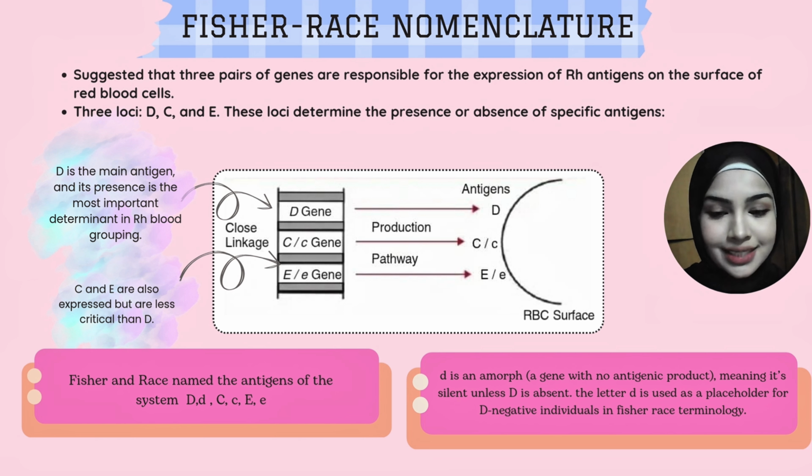So Fisher and Race named the antigens of the system D, C, c, and E. Little d is an amorph, which is a gene with no antigenic product, meaning it is silent unless D is absent, and the letter d is used as a placeholder.